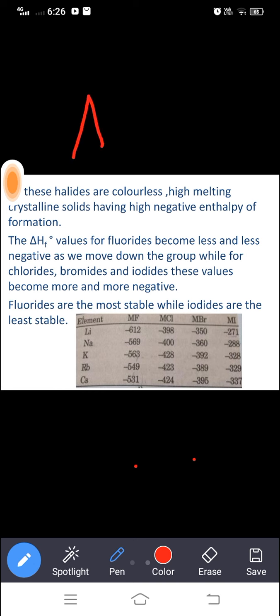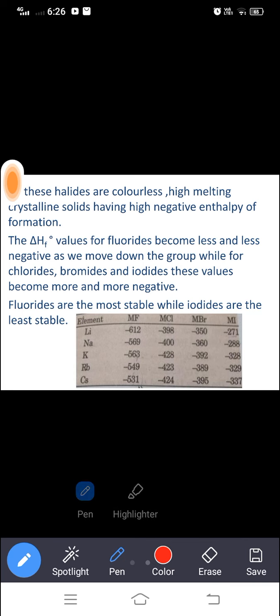So here the symbol represents the enthalpy of formation. If it is mentioned as Del H F naught, it represents the standard enthalpy of formation. The enthalpy of formation of fluorides becomes less and less negative as you move down the group. This table is not given in your book; for your understanding, it is pasted here.